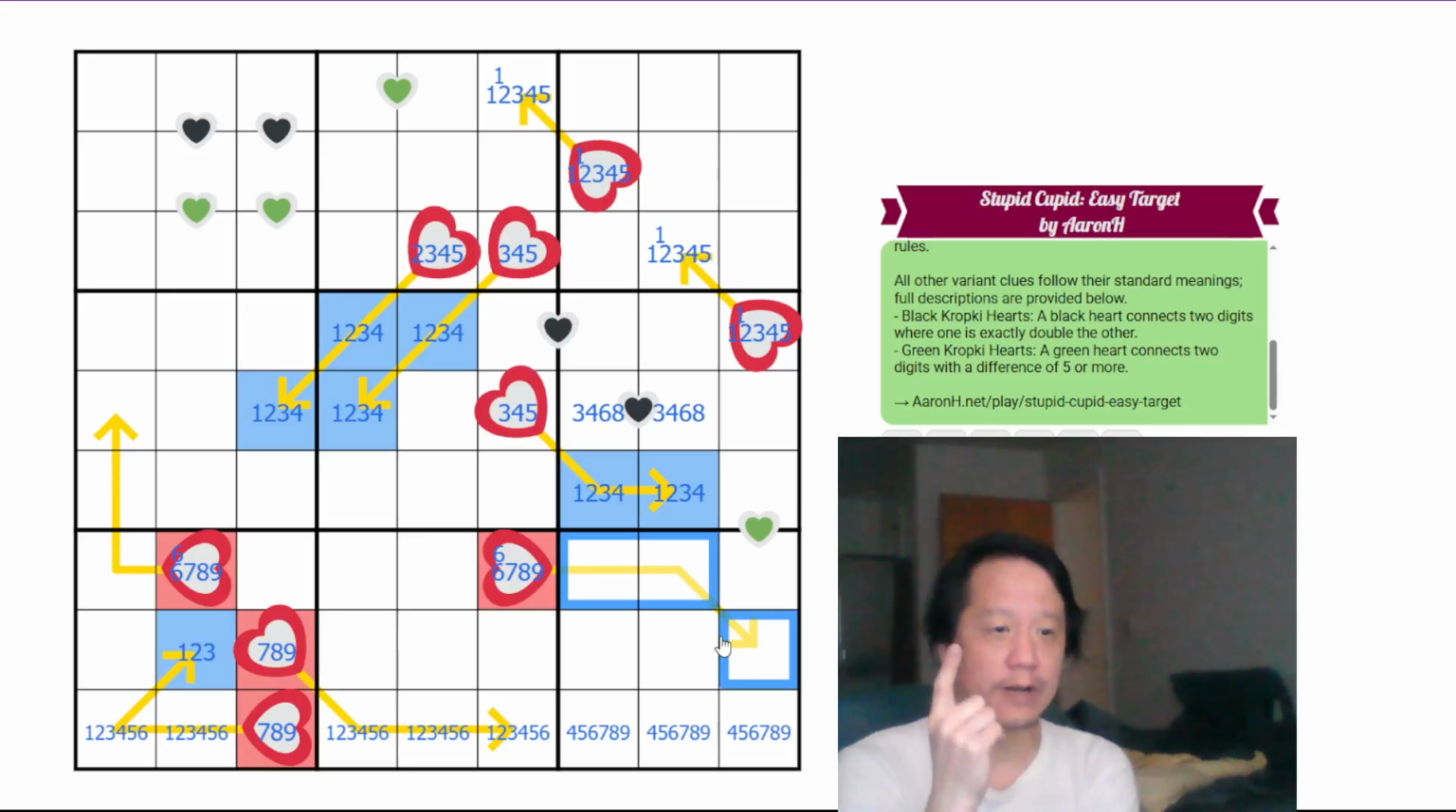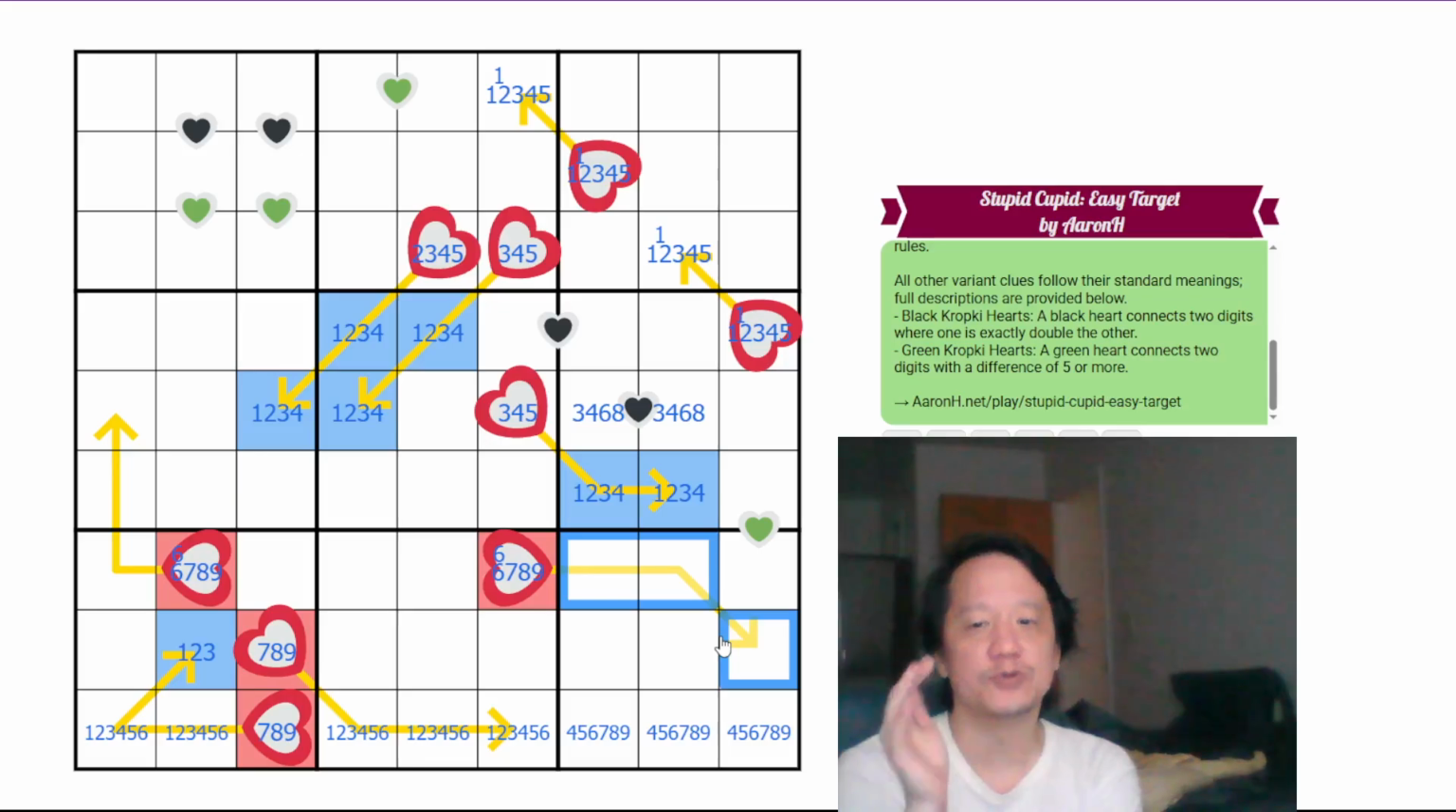Next to a green Kropke heart, you can never have a 5. Because if you subtract 5 or more from 5, you get 0 or less, which is not a normal Sudoku digit. If you add 5 or more to 5, you get 10 or more, which is not a digit.